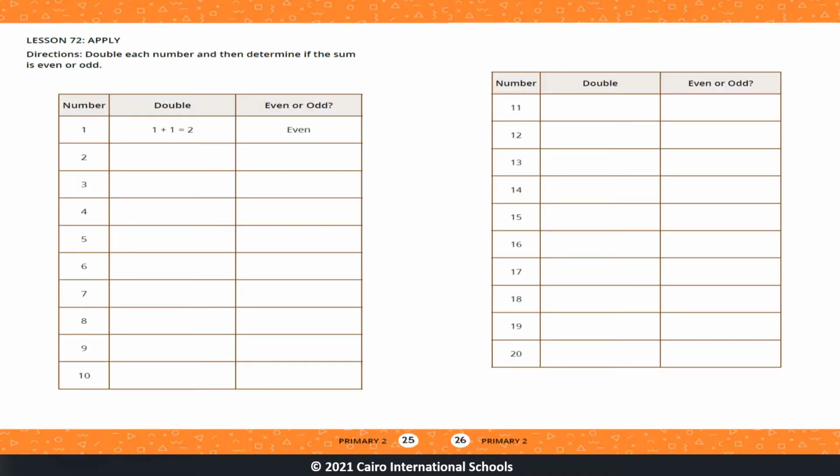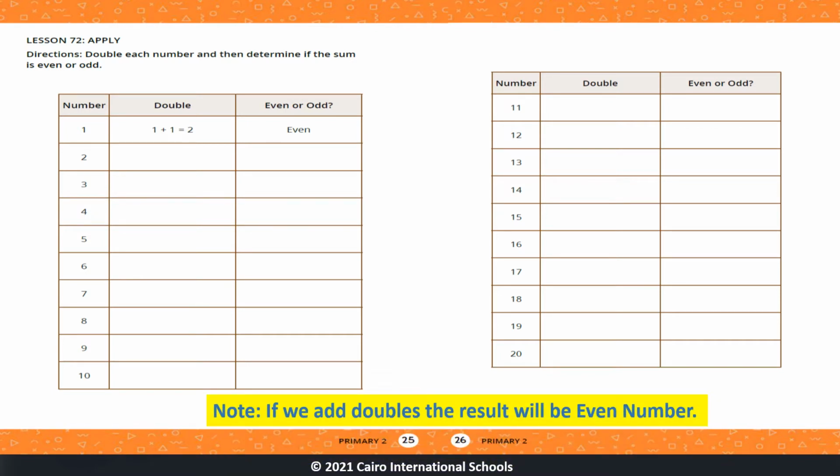Lesson 72, the apply part. Double each number and then determine if the sum is even or odd. If we are adding doubles, it means adding the same number. So for sure, it will be of the same type. So, if we add doubles, the result will be an even number. 1 plus 1 equals 2, even. 2 plus 2 equals an even number because they are doubles. The result equals 4. 3 plus 3 equals an even number because they are doubles. The result equals 6. Yeah, 6 is even.